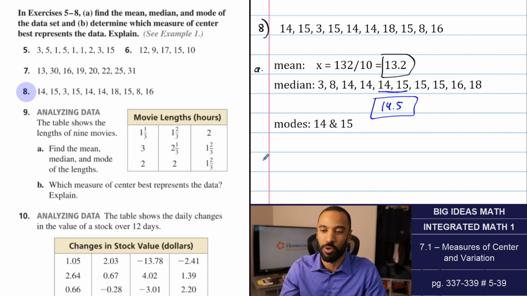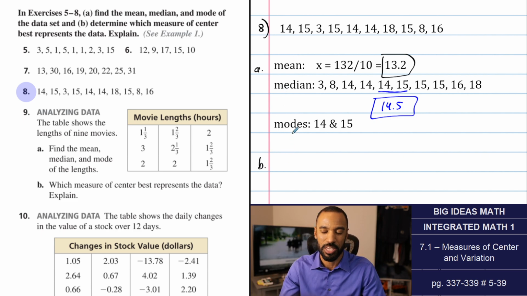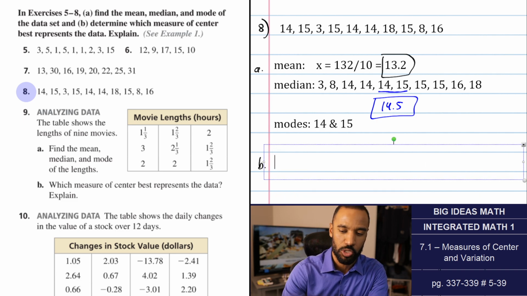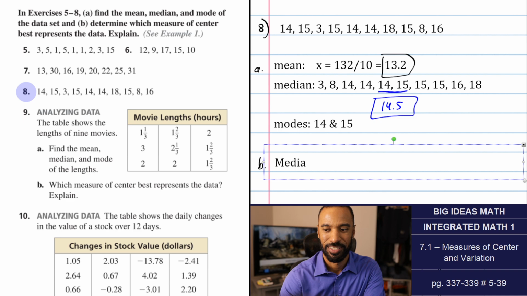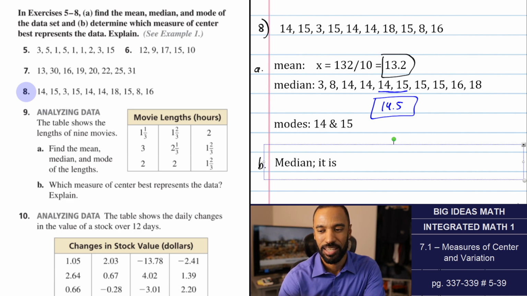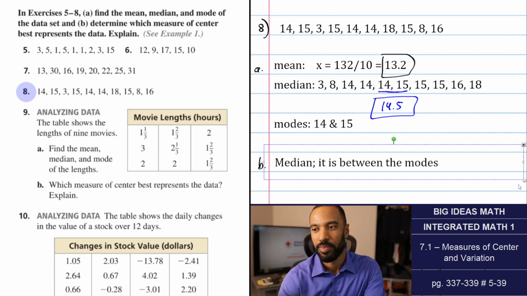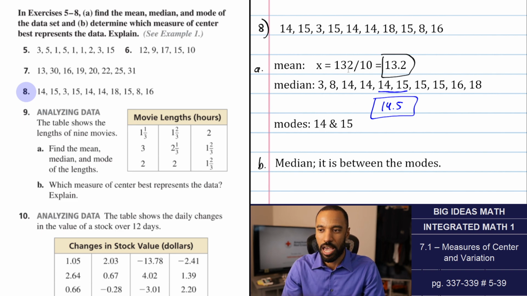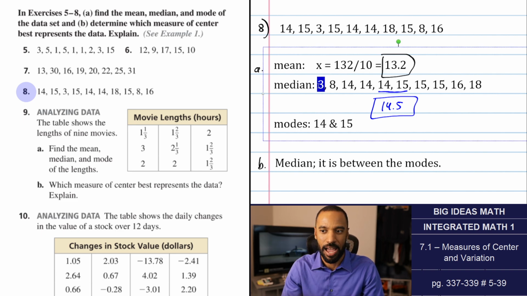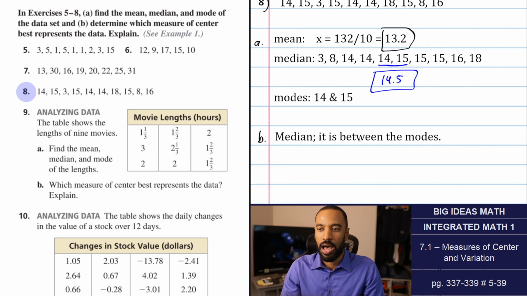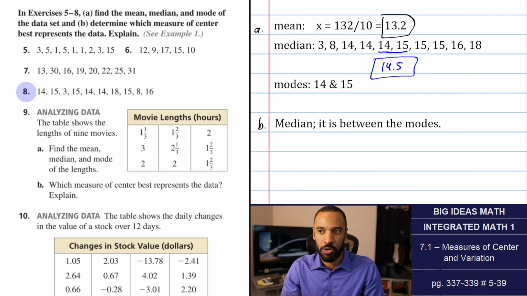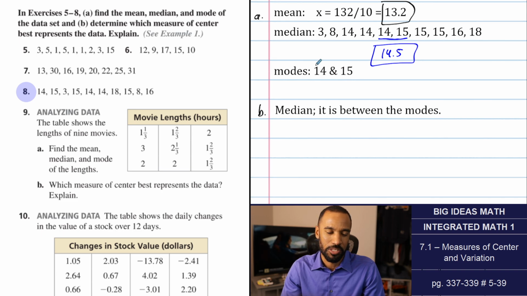So just because it's 14.5, I'll go ahead and say median again. So median, it's in between the modes. Yeah, that mean got pulled down because that 3, whether or not you call it an outlier, was pulling it down quite a bit. Mode ain't bad as an answer, though, but there is more than one, so it's not one center. Maybe that's why we wouldn't say mode.